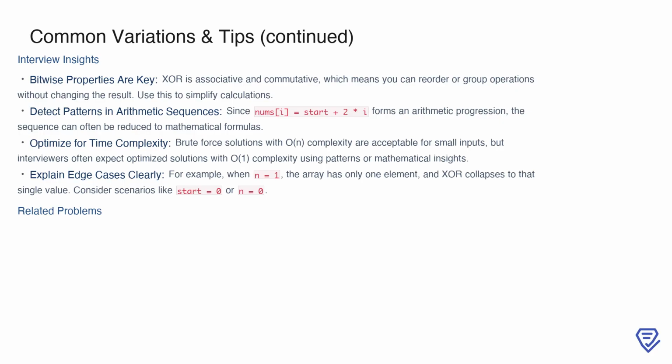While O(n) brute force solutions may be acceptable for small inputs, interviewers typically expect you to optimize further, aiming for O(1) complexity by leveraging patterns or mathematics. Additionally, it's important to clearly explain how you handle edge cases. For example, when n equals 1, the array has only one element, so the XOR result is simply that value. Similarly, think through scenarios like start equals 0 or even n equals 0 to ensure your solution is robust.